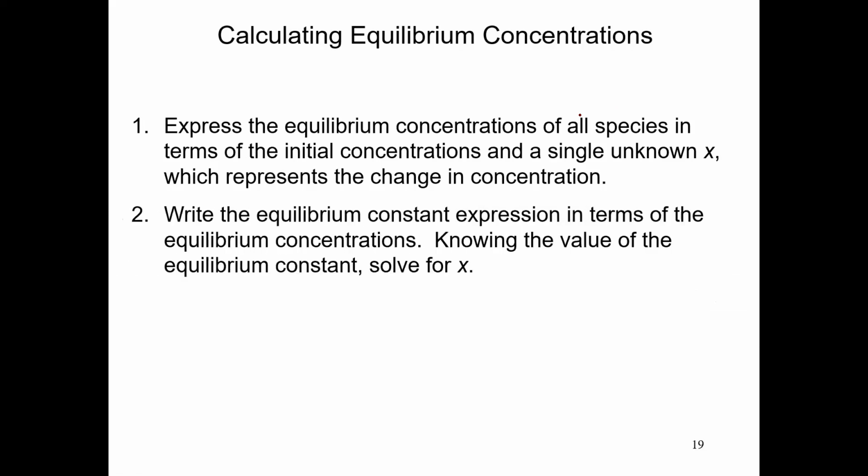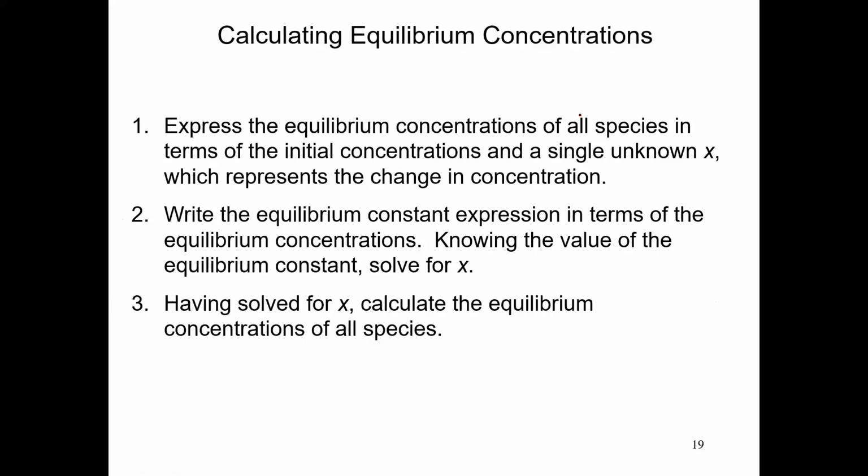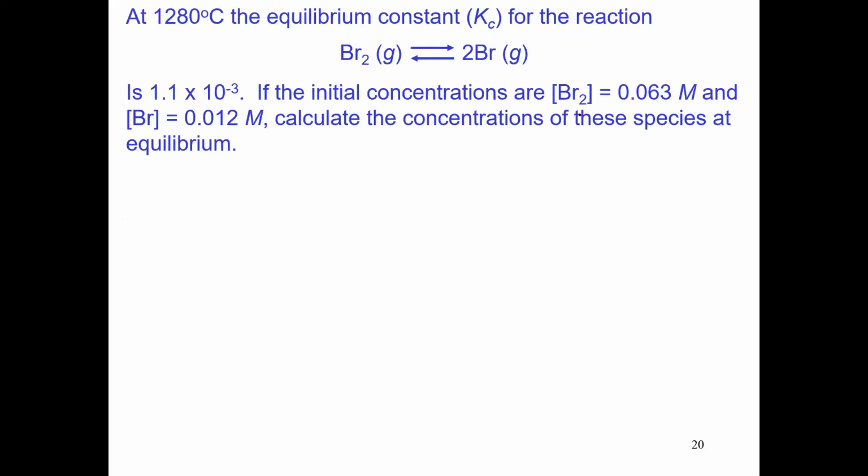Write the equilibrium constant in terms of the equilibrium concentrations, knowing the value of the constant, solve for X. And then having solved for X, calculate the equilibrium concentrations for each species. So let's look at this next thing. At 1280 C, the equilibrium constant Kc is 1.1 times 10 to the minus 3. What does that mean first? Does it go to the right or to the left? Yes, it's very small, so it'll go to the left.